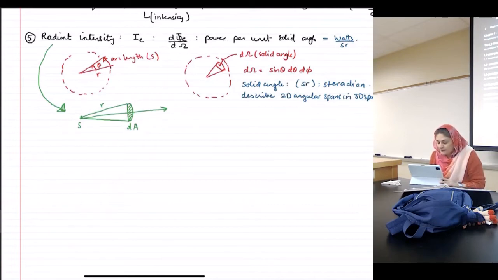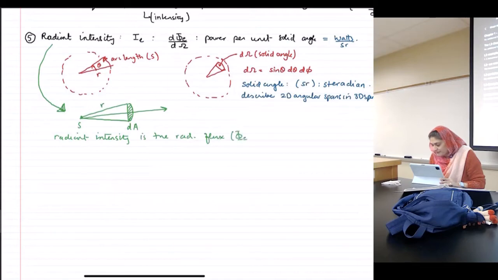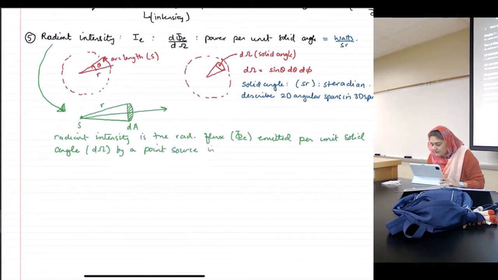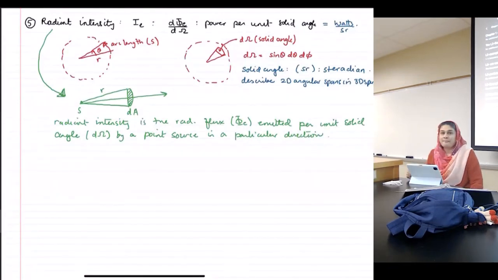So radiant intensity is the radiant flux phi_E emitted per unit solid angle by a point source in a particular direction. Good? Okay, number 6.